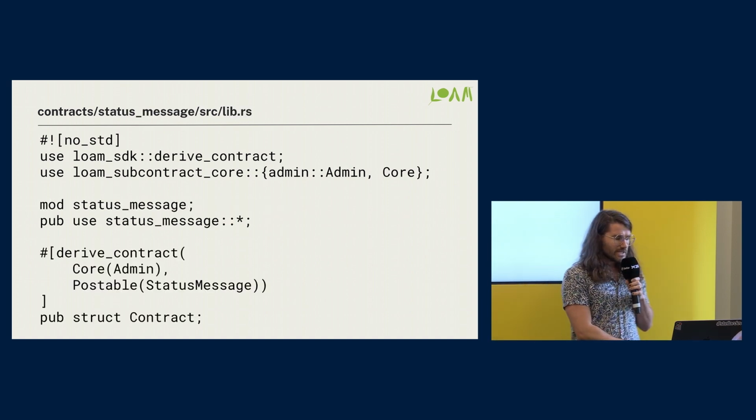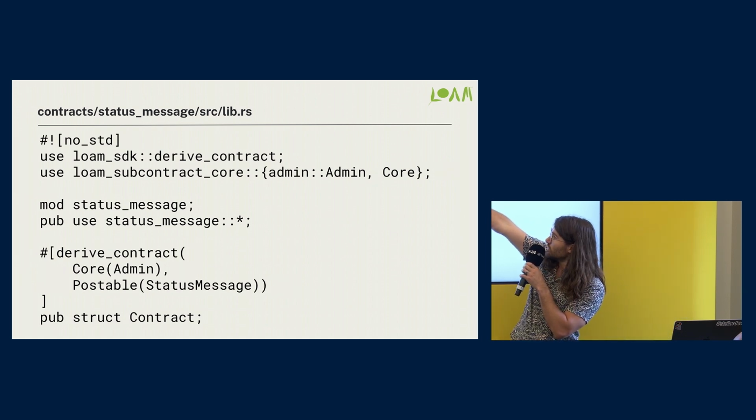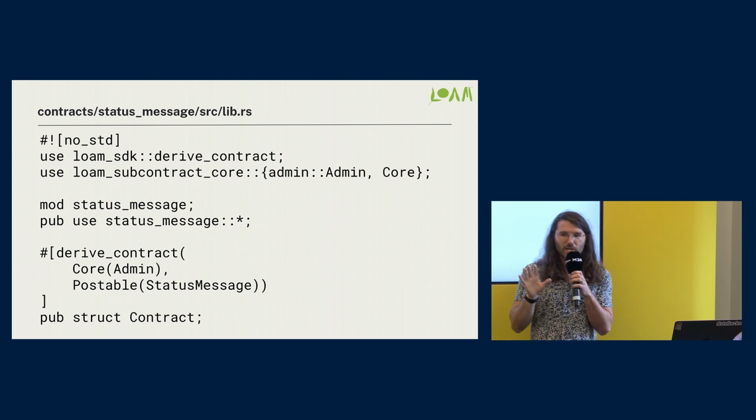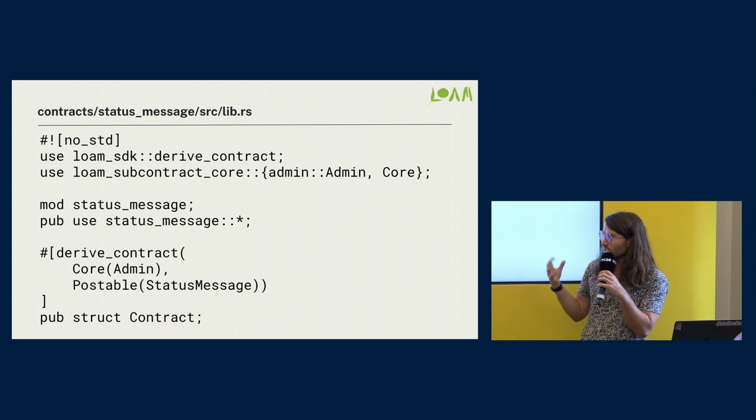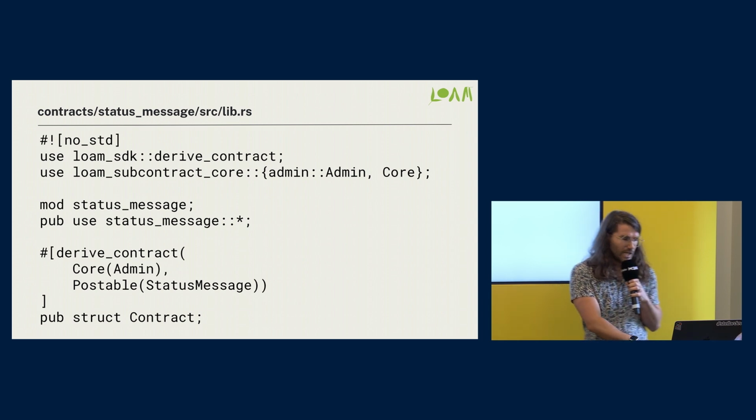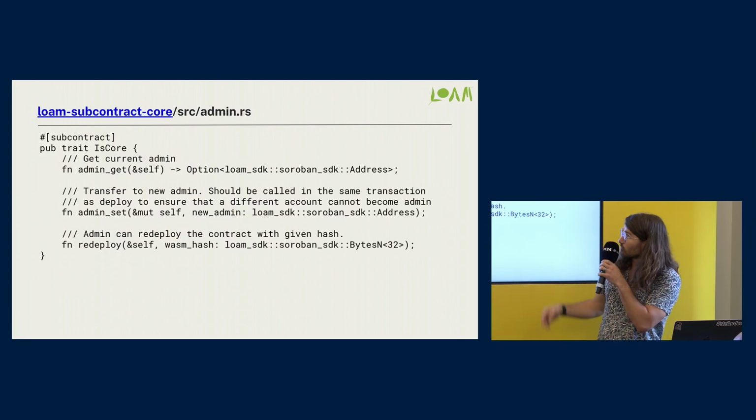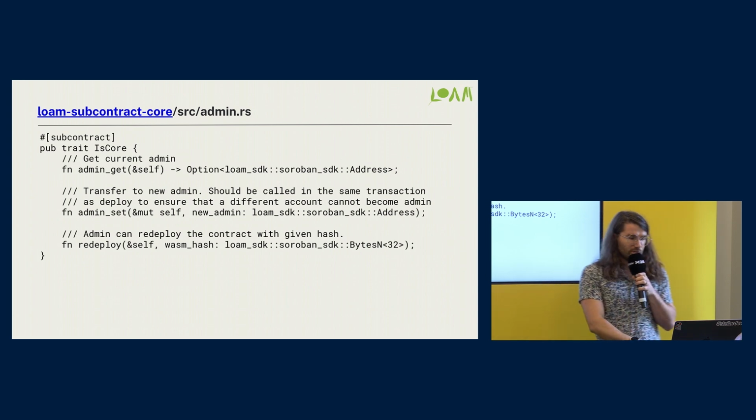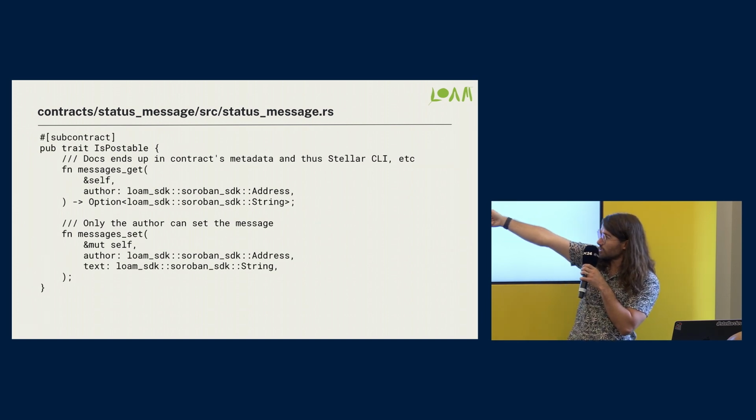This starts to make a little more sense if you look at the status message example. It also does the subcontract core stuff, but it's implementing its own status message subcontract. So subcontracts are kind of like Lego blocks that you snap together to compose a full smart contract. If we look at the source code of loam-subcontract-core, it defines 3 methods: admin_get, admin_set, and redeploy. And then if we go over to the source code for the status message subcontract, it defines 2 more methods: messages_get and messages_set.